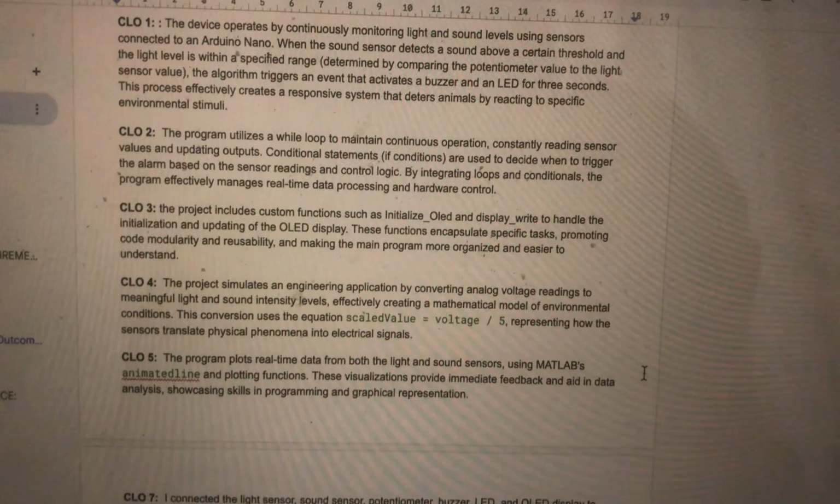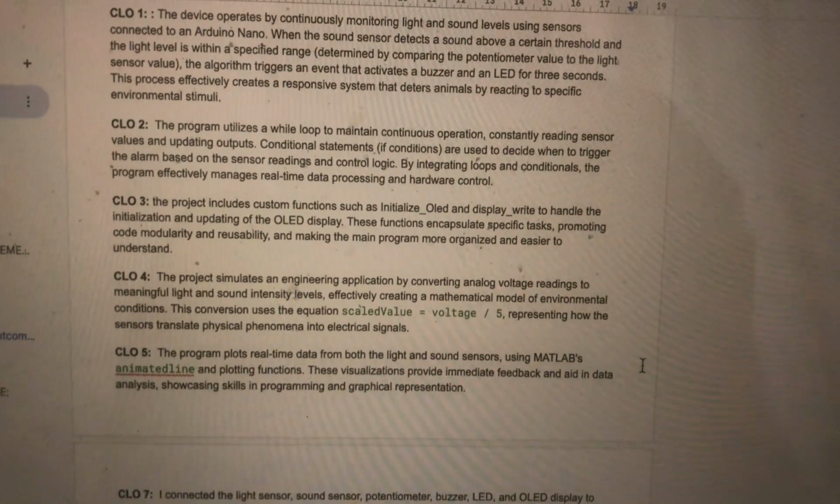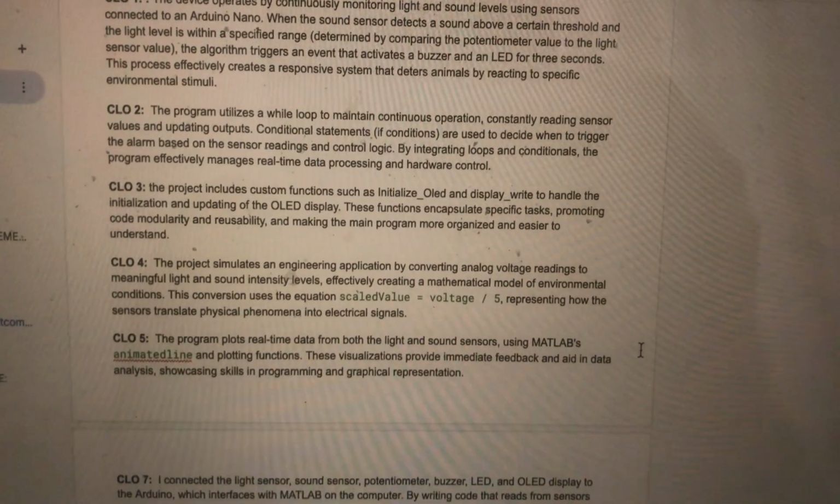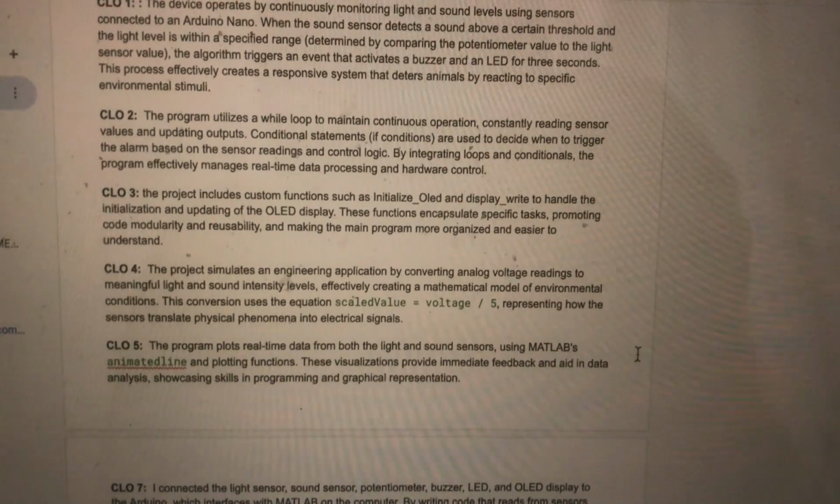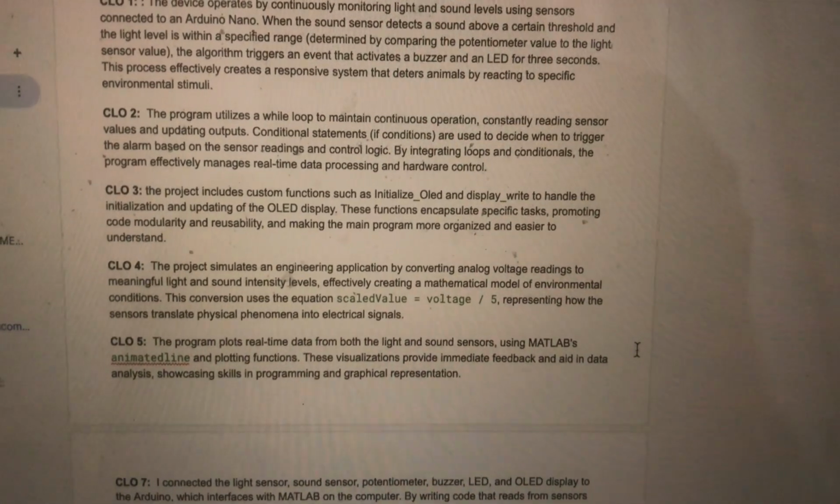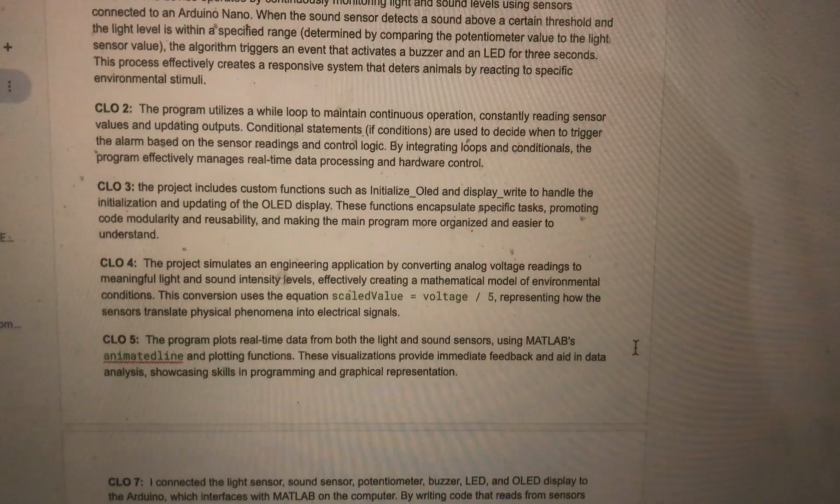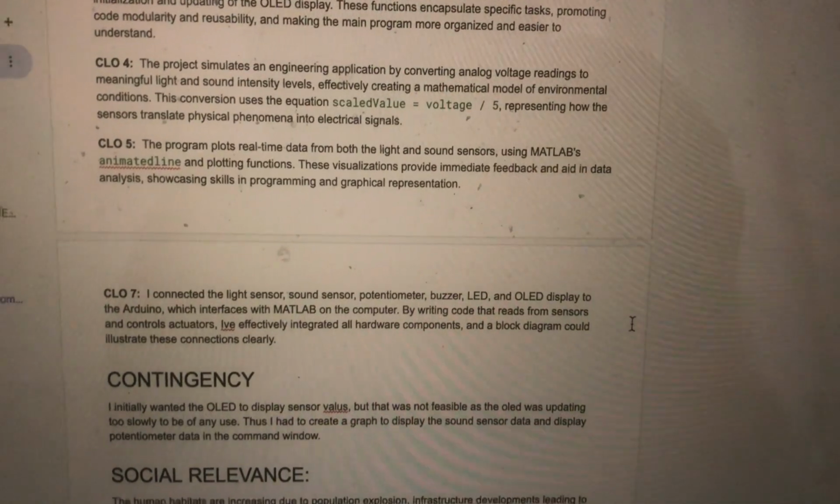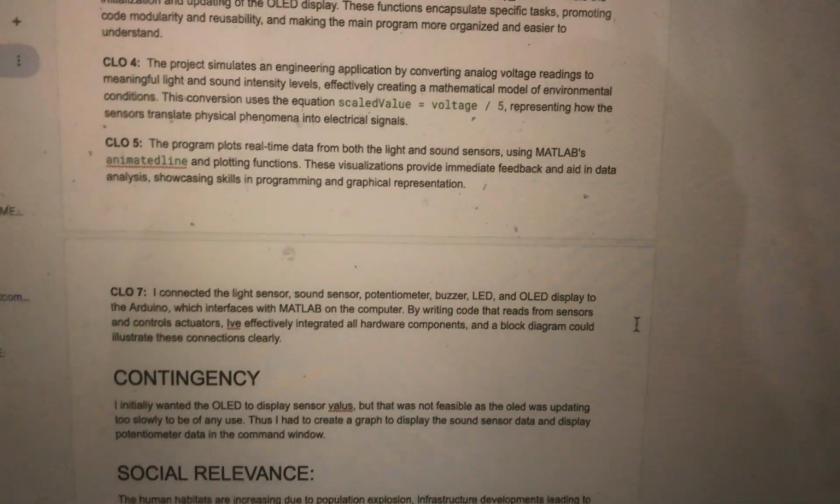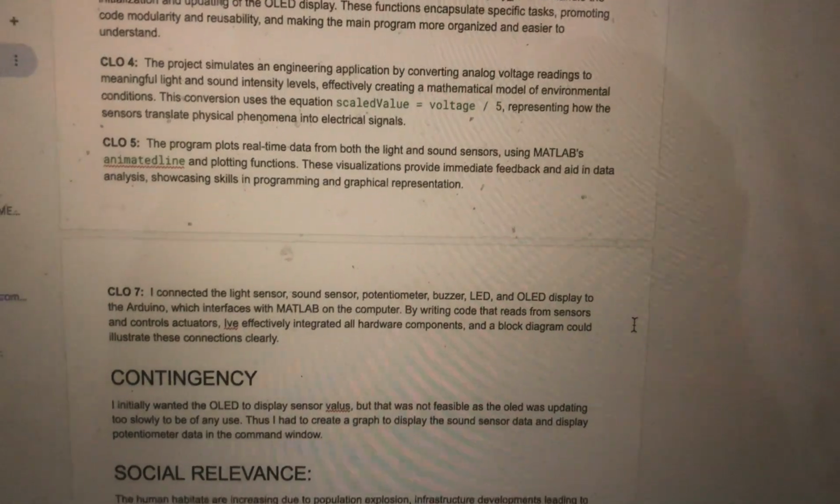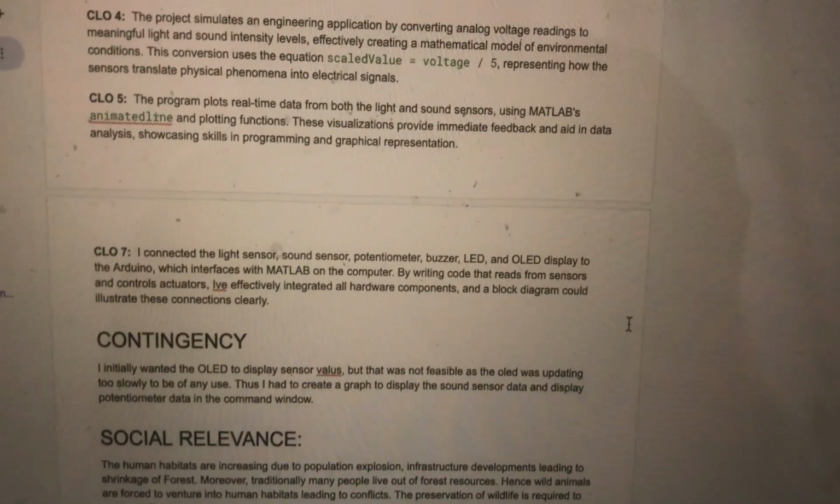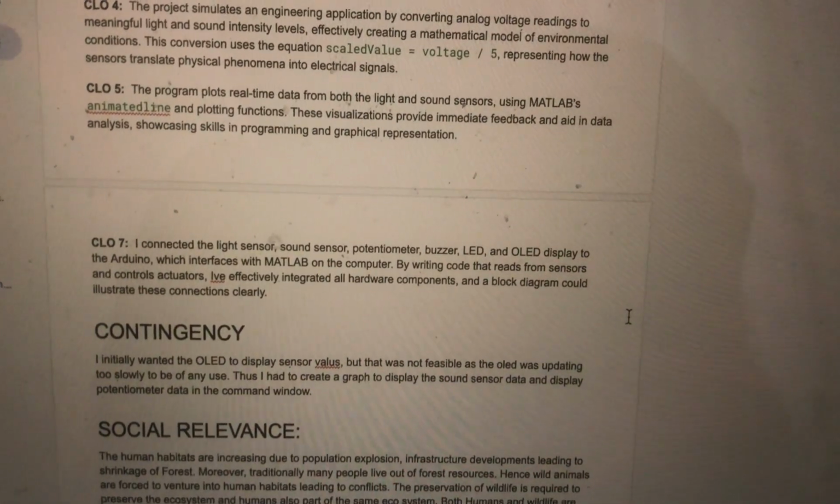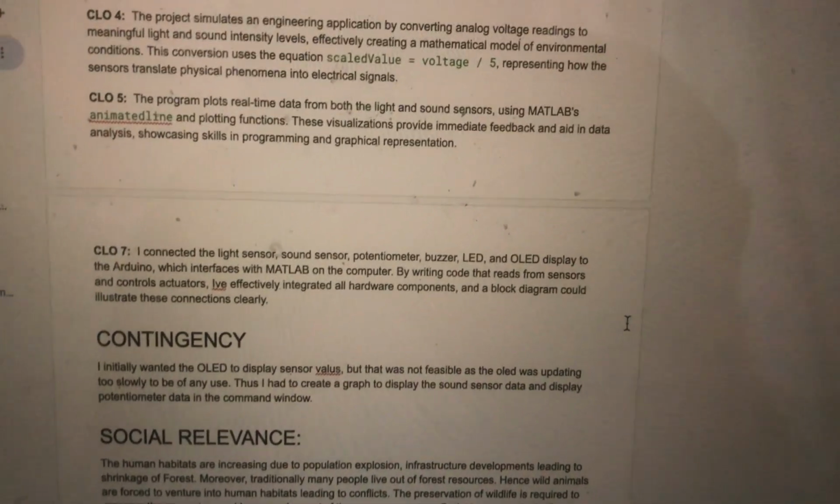For CL04, the program simulates engineering application by converting analog voltage readings to meaningful light and sound intensity levels, creating a mathematical model of environmental conditions by creating the scale value as the voltage reading divided by 5. For CL05, the program plots real-time data from both the light and sound sensors using MATLAB's animated line and plotting functions.